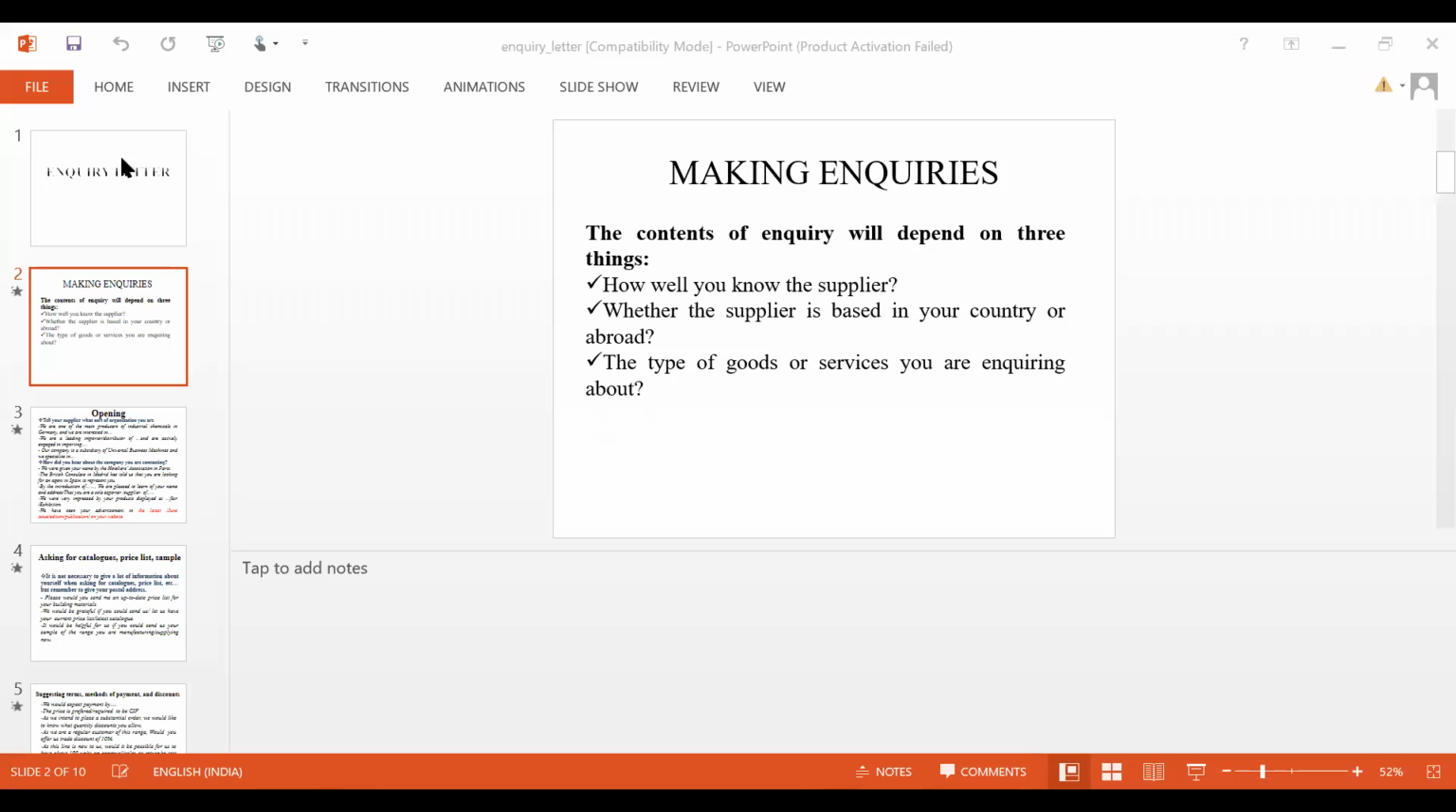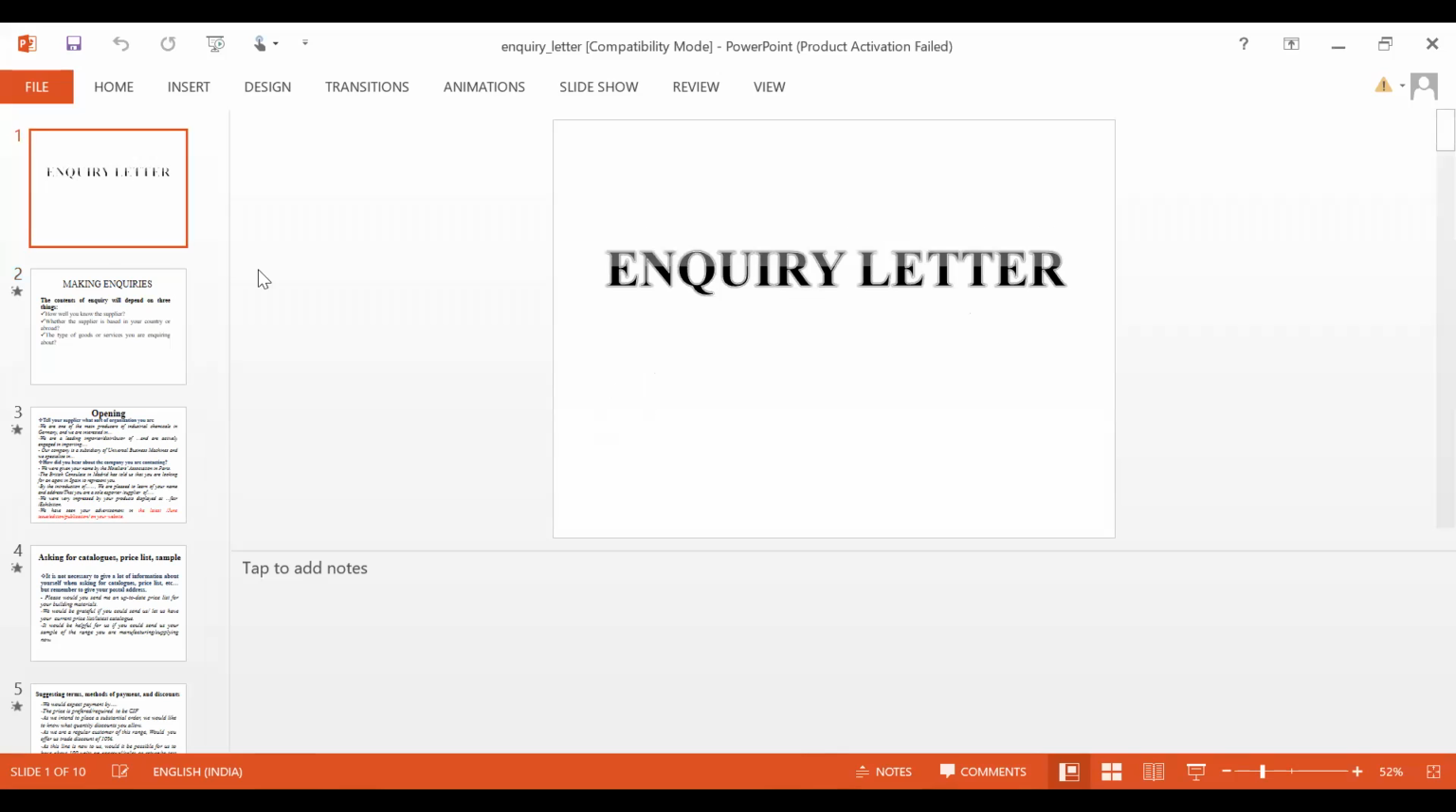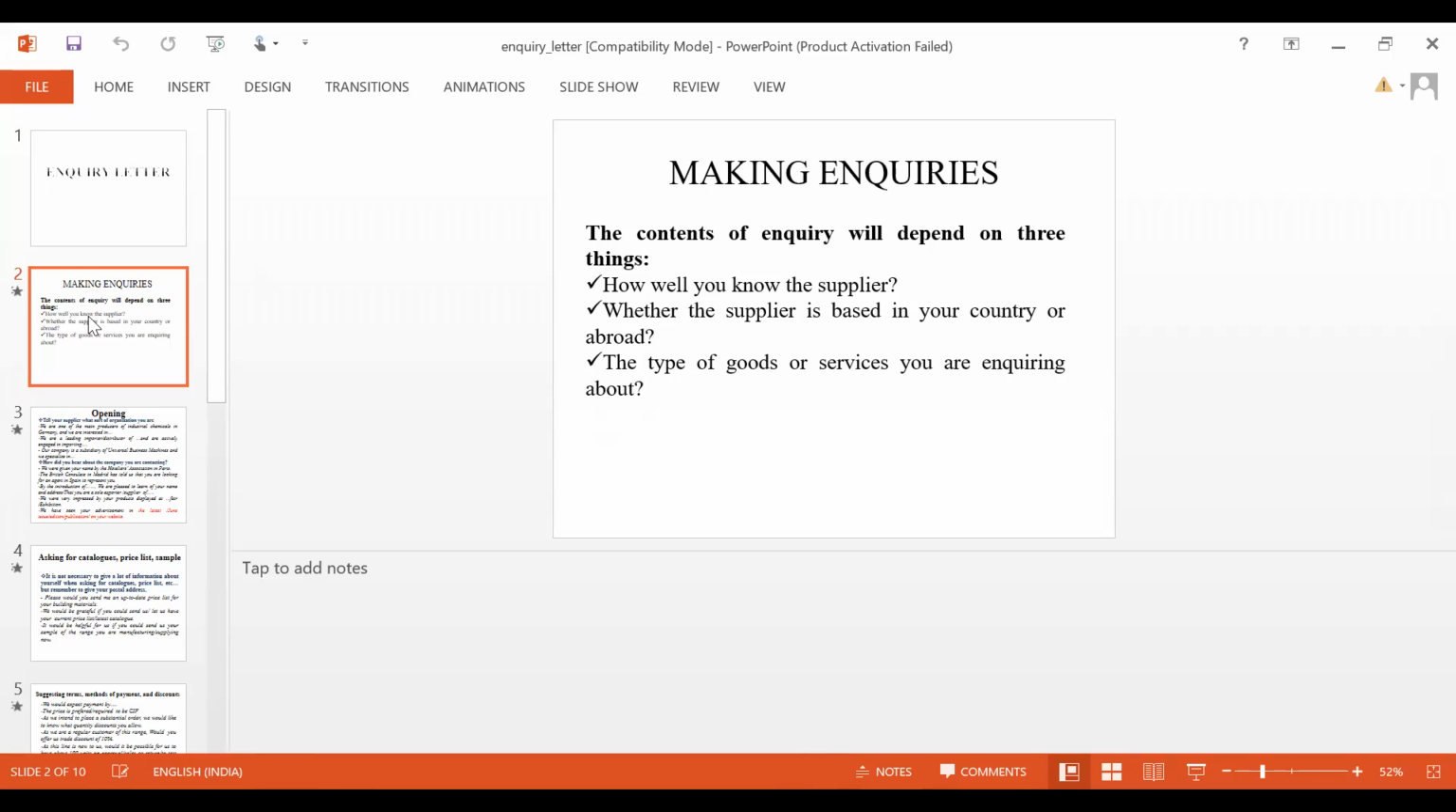In a business, you often make inquiry to know about something. So what is making an inquiry? To ask about something. For example, you want to buy the raw material. So for that you make inquiry. So in inquiry, there are generally questions.